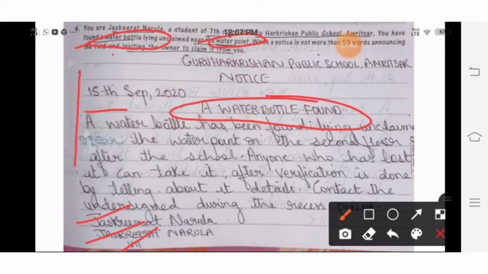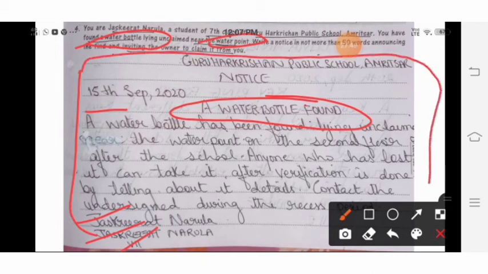Once you have written, put it in a box. This is very important. Once you have written your notice, don't forget to put it in a box. This is the way we write a notice. Make sure that you use capital letters for your heading. When you're writing the name of the school, the word notice, and the heading, each and every alphabet should be in capital letter only.